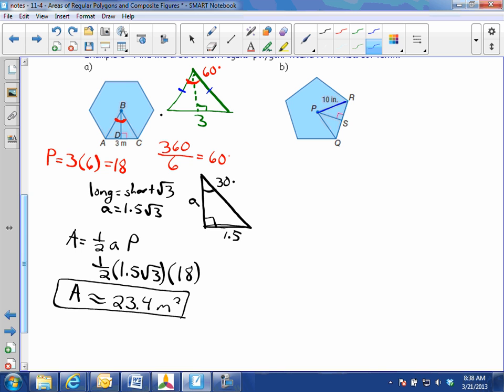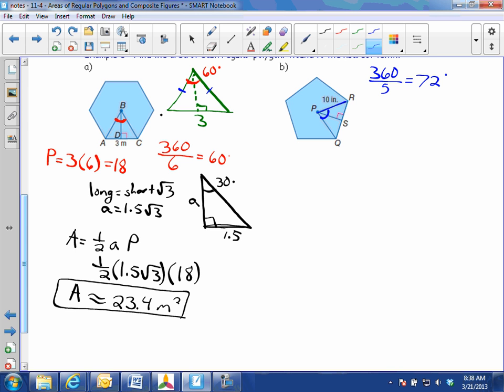So 360 divided by 5. Now we can find the central angle. 72. Okay, so what is 72? It's the degrees of the top angle.